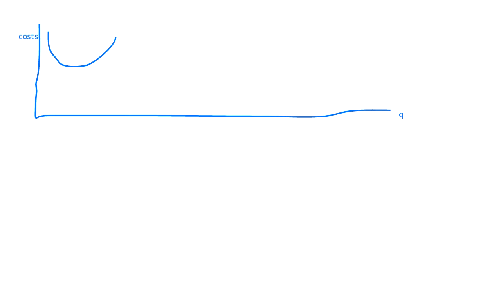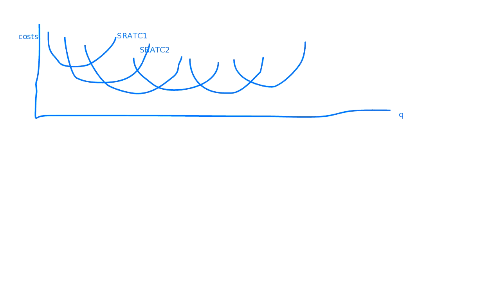All right. And then you can have another one there. And that one can be short run average total cost 2. And so on and so forth. So we're going to draw some of these and see what they look like. So you can go like this, like this. And you can keep this going as far as you like. So it's going to look something like this. So you've got this series of short run average total cost structures.